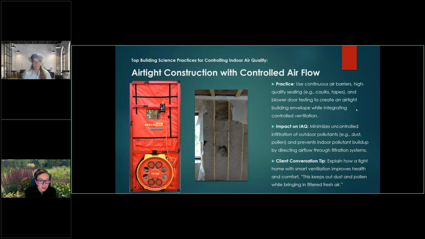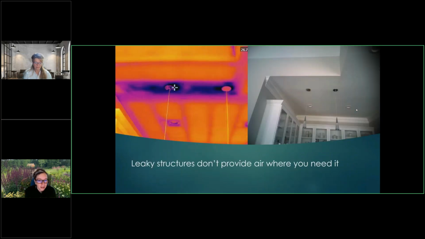So, how do we talk to our clients about that as we explain how a tight home with smart ventilation improves both their health and their comfort? This keeps dust and pollen out while bringing filtered fresh air specifically to where you want it. You exhaust it from places like bathrooms and kitchens, and you supply it to your bedroom where you sleep all night long.